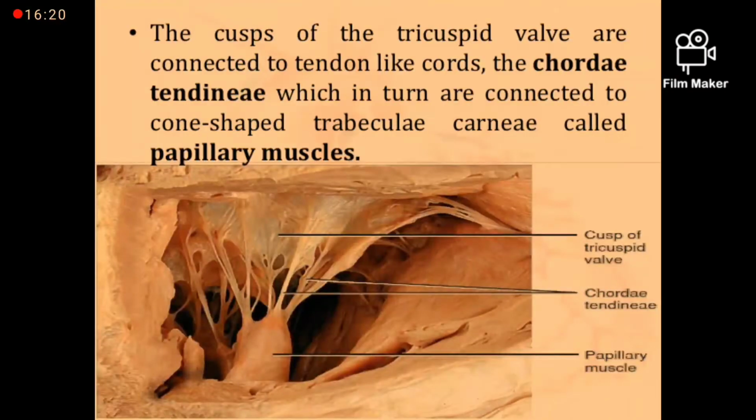Now the cusps of the tricuspid valve are connected to tendon-like cords, chordae tendineae, which in turn are connected to cone-shaped trabeculae carneae. Among the trabeculae carneae are some special muscular cells, that is the papillary muscles.